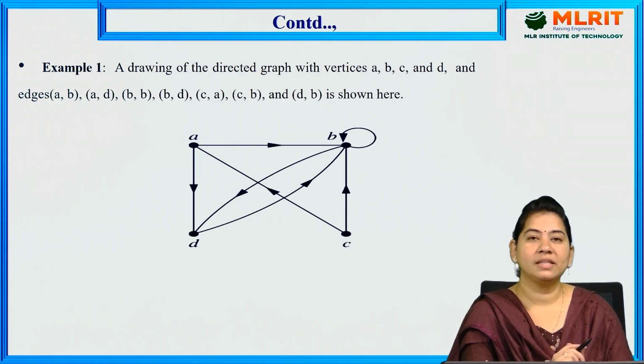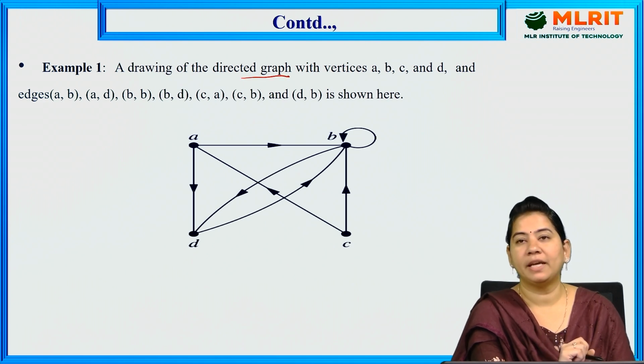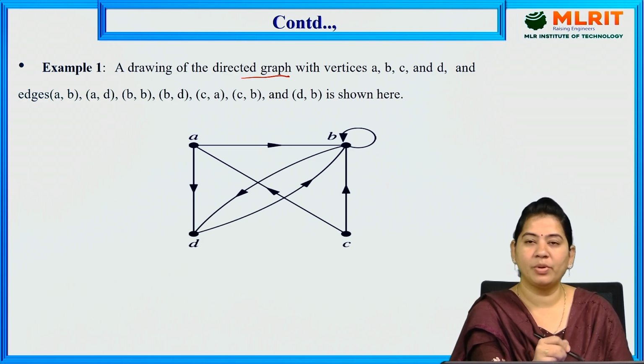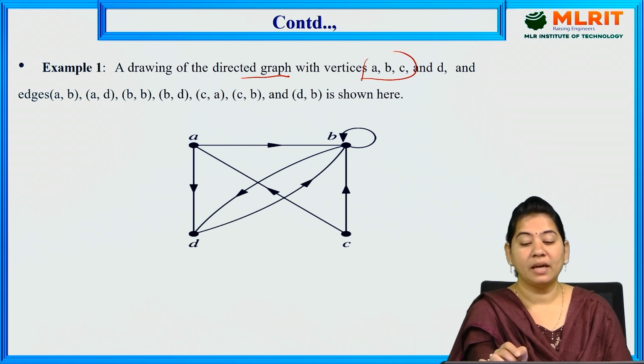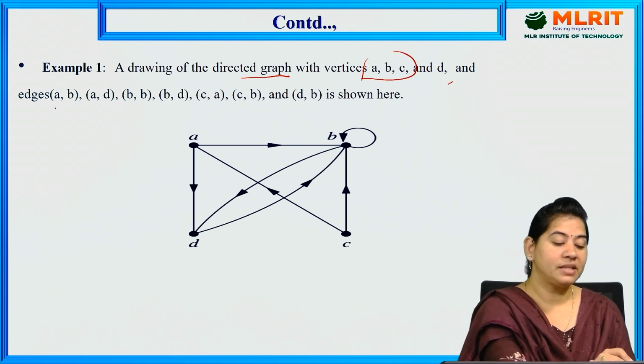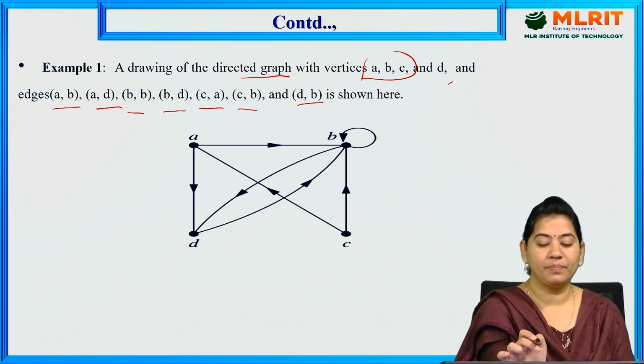So let us see the example here. A drawing of the directed graph. What is meant by a directed graph? The graph which consists of directions is called a directed graph. Arrow marks will be pointed here. A drawing of the directed graph with the vertices A, B, C and D and the edges AB, AD, BB, BD, CA, CB, DB is shown here.